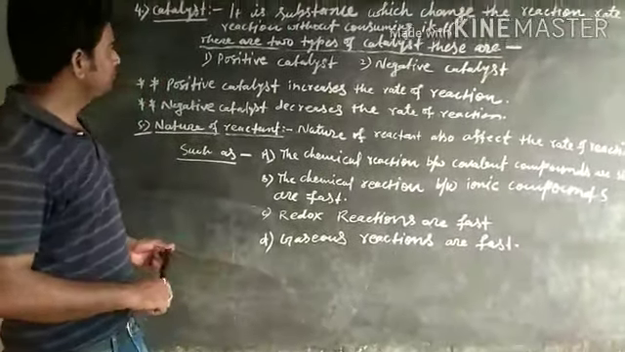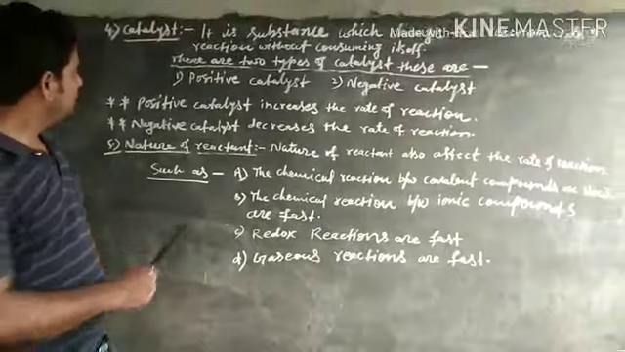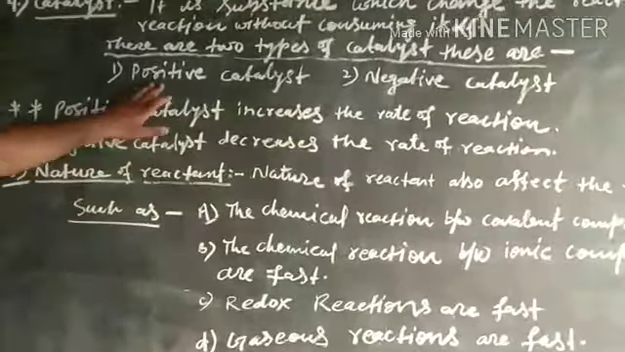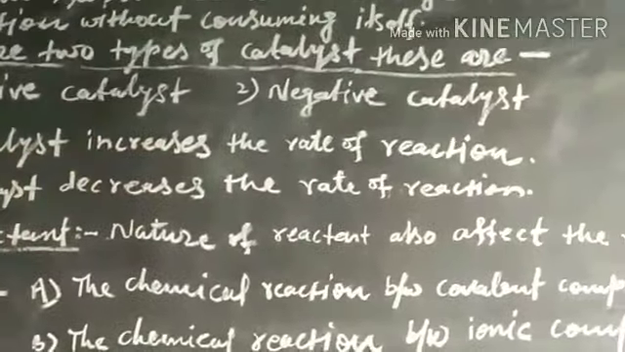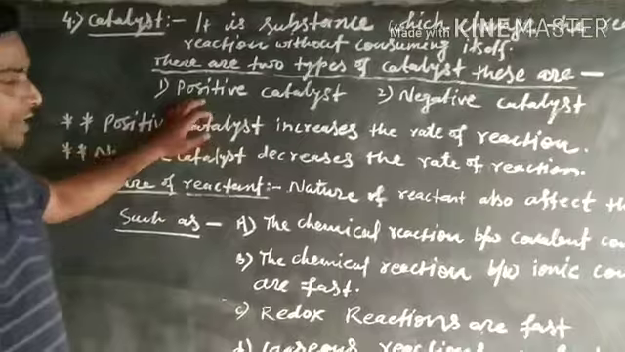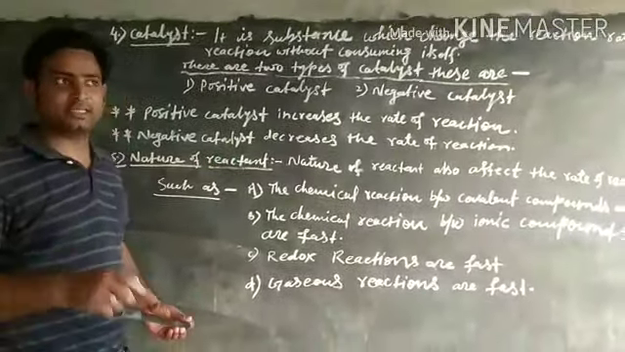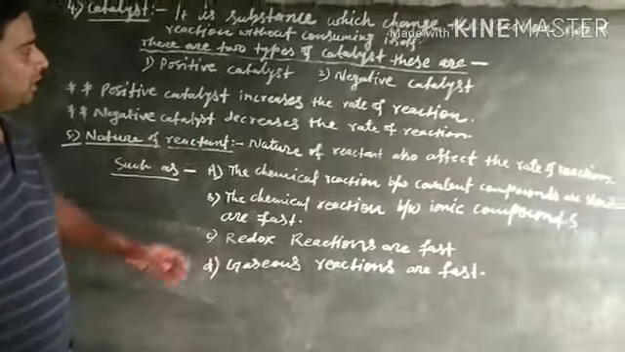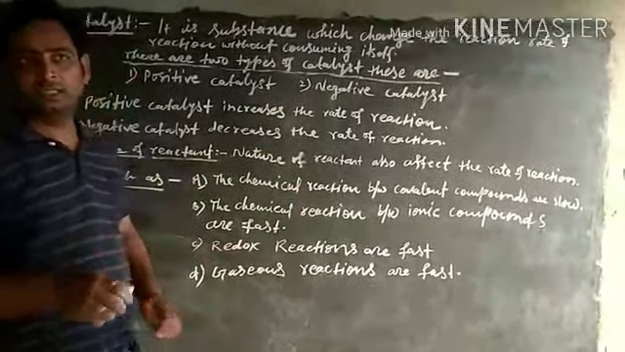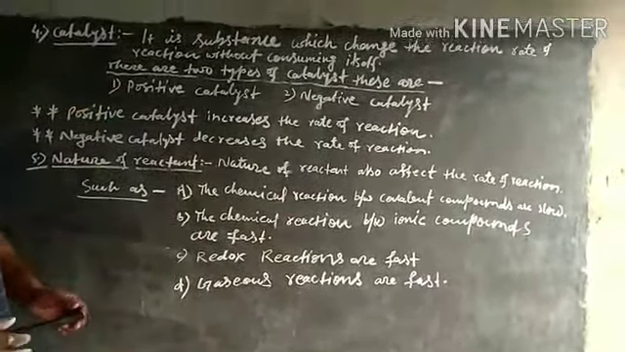Catalysts are generally used. There are two types of catalyst. These are positive catalyst and negative catalyst. A positive catalyst increases the rate of reaction and a negative catalyst decreases the rate of reaction.